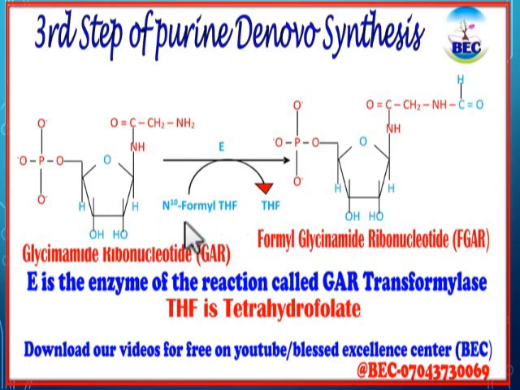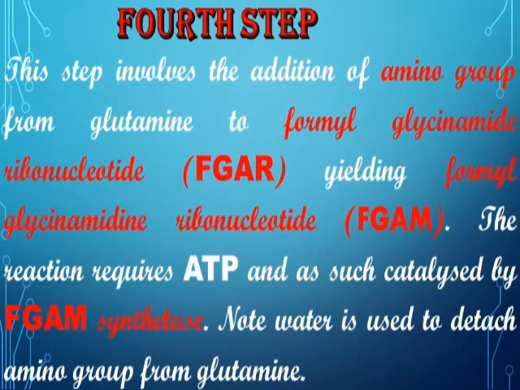And when this N10 formyl tetrahydrofolate donates the formyl group, it becomes tetrahydrofolate. And that is why you see the arrow illustrating. So that is the steps, or what happens in the third step of de novo synthesis of purine. And let's go to the fourth step.